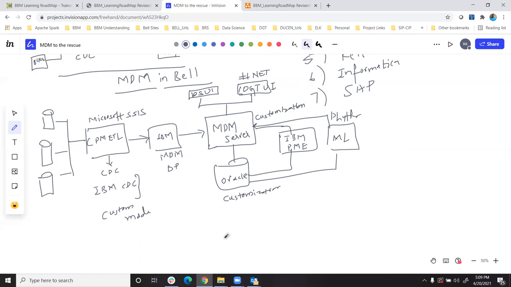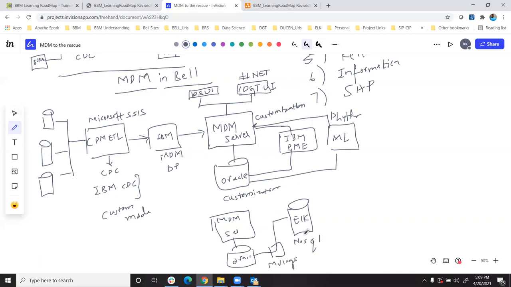So what we did is, I'll draw it one more time here. This is your MDM server, this is your Oracle. When any data comes from here, we pump this data to a system called ELK, Elasticsearch. This is a NoSQL database. And this is done via the MV logs. We will talk about what MV logs are, don't worry about that. This data is pumped into MV logs every 30 seconds.